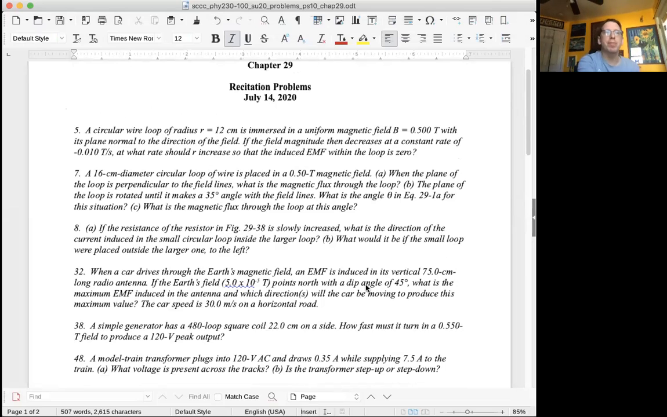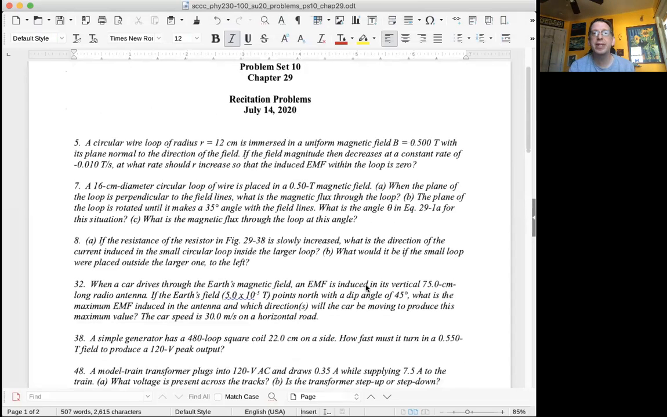So the first problem: a circular wire loop of radius r equals 12 centimeters is immersed in a uniform magnetic field B equal to 0.500 Tesla, with its plane normal to the direction of the field. As the field magnitude then decreases at a constant rate of negative 0.10 Tesla per second, at what rate should R increase so that the induced EMF within the loop is 0?